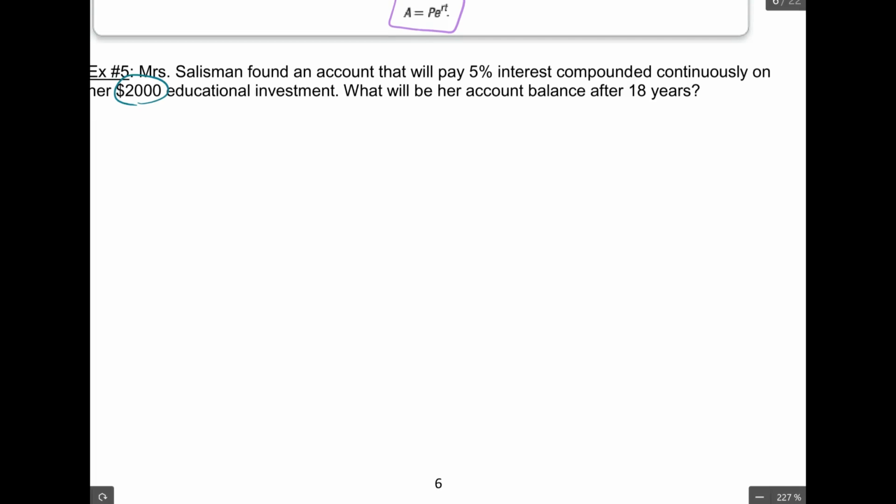Let's list out some of our givens. This $2,000 is my P. It's going to be my principal. It's how much I'm investing. Still my 5% rate. 18 years is my T. And I believe that's all we need for a PERT.